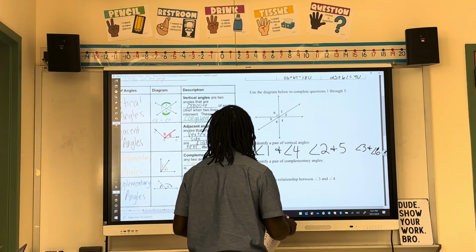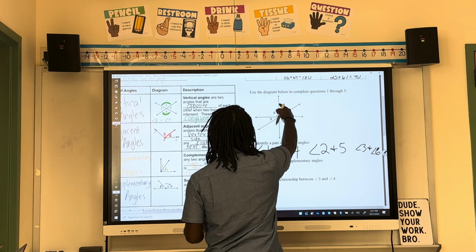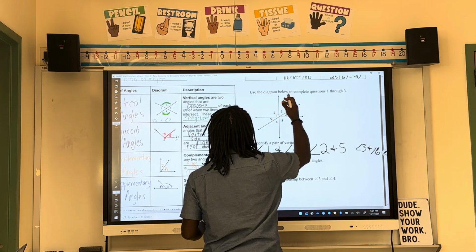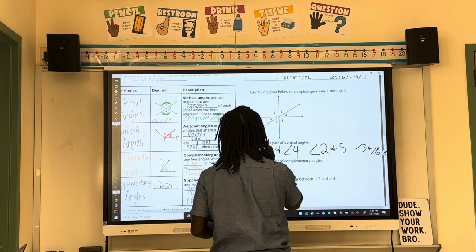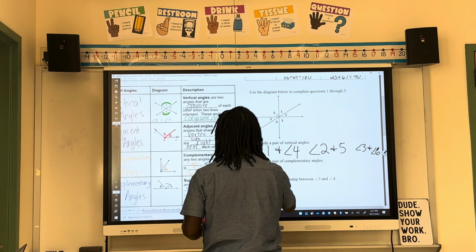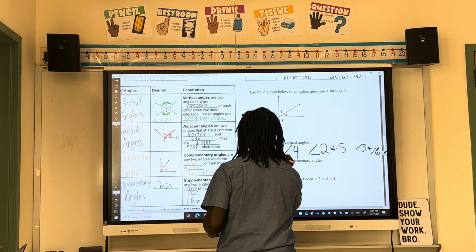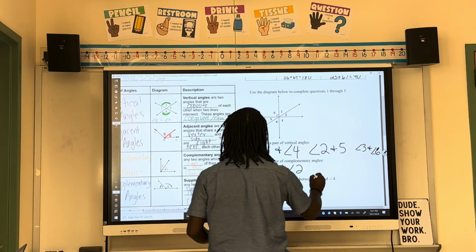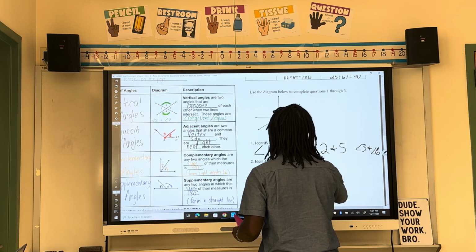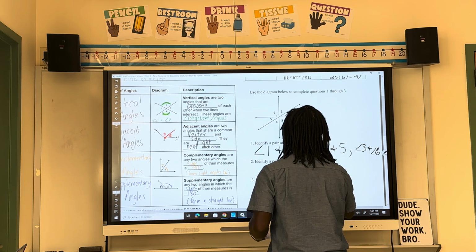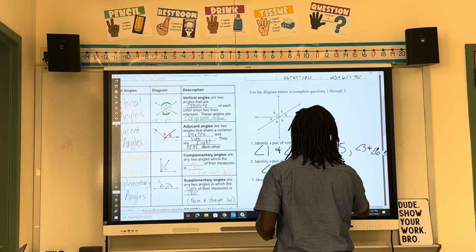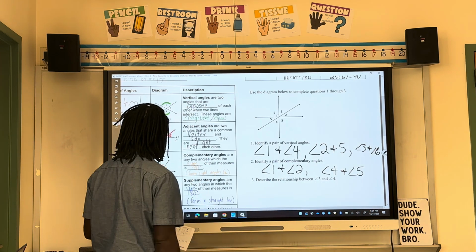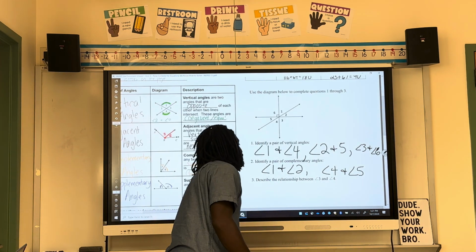For complementary angles, those are ones that add up to equal 90. Angle 1 and angle 2 are complementary. And then angle 4 and angle 5 are also complementary. So those are what you could have put for that one.